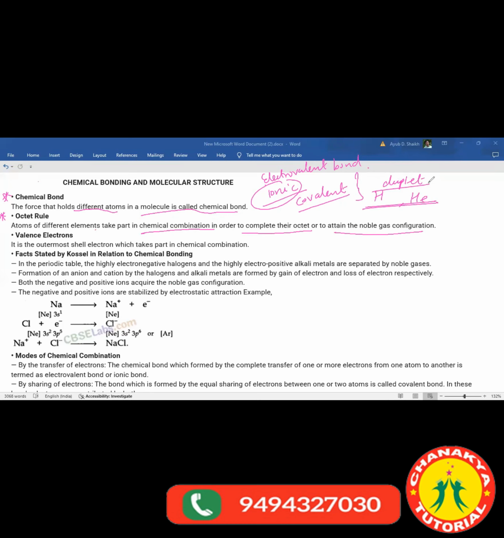They won't go for the octet because they have only one shell, and that shell is what? The K shell. And it can only fill 2 electrons.